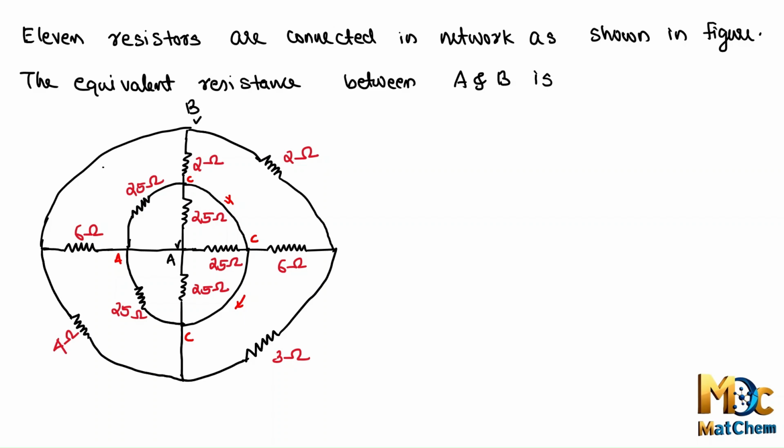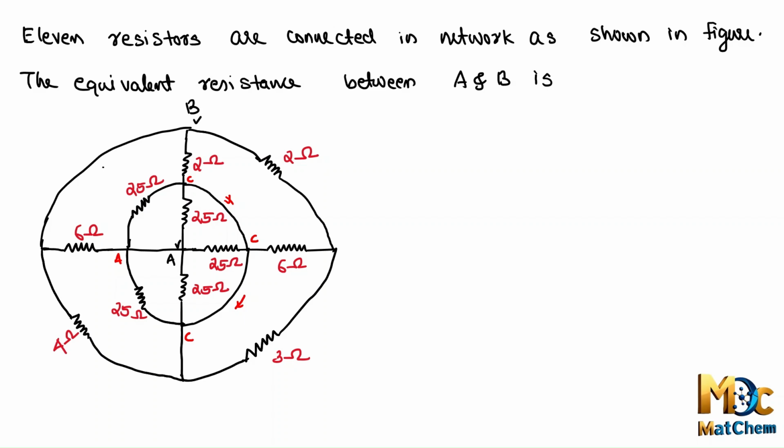So between A and C, there is a 25 ohm resistor. Now you see, between every A and C, there is a 25 ohm resistance.